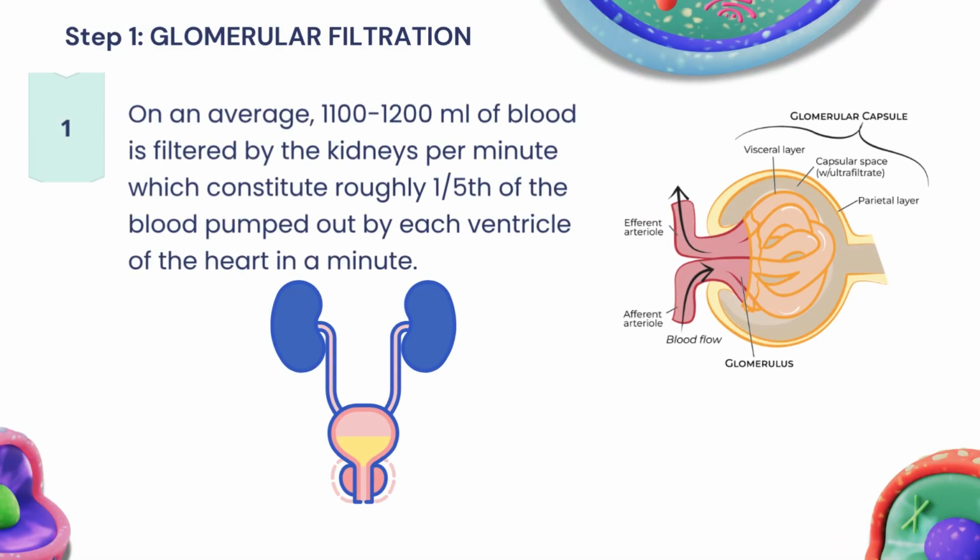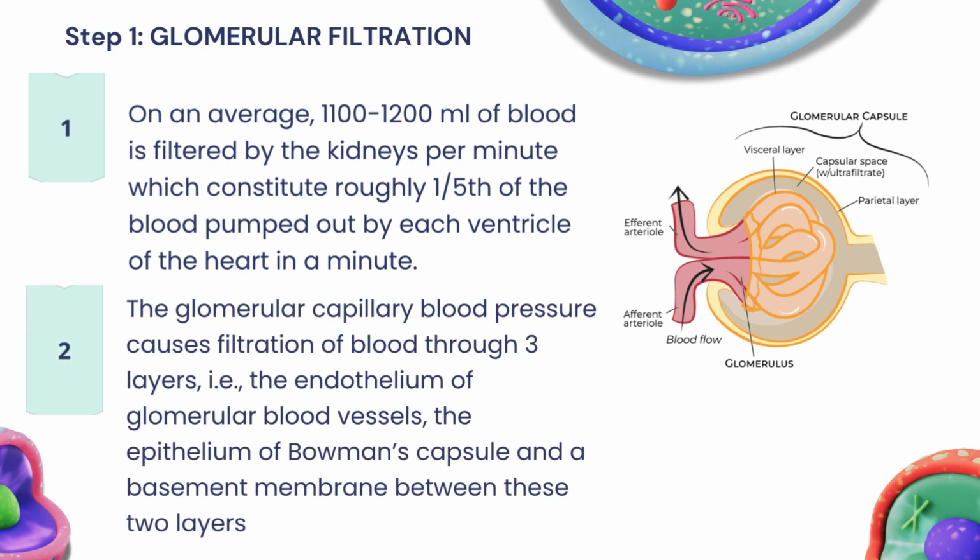Step 1. Glomerular filtration. On an average, 1,100 to 1,200 milliliters of blood is filtered by the kidneys per minute, which constitutes roughly one-fifth of the blood pumped out by each ventricle of the heart in a minute. The glomerular capillary blood pressure causes filtration of blood through three layers, which are the endothelium of glomerular blood vessels, the epithelium of Bowman's capsule, and a basement membrane between these two layers.